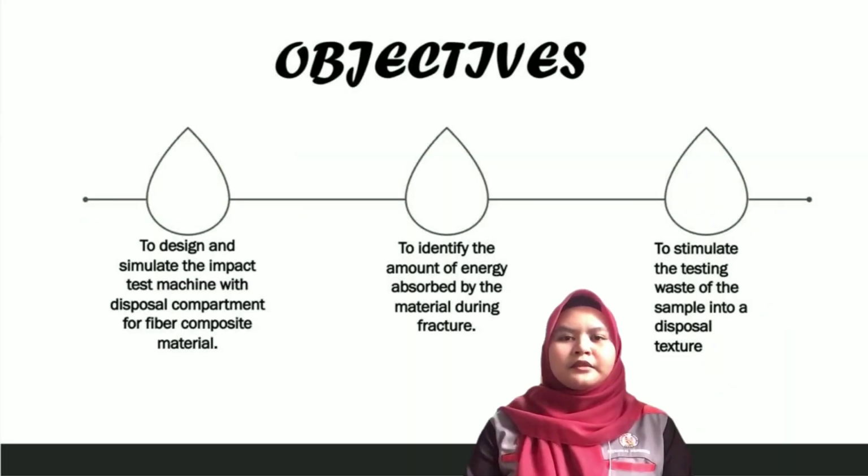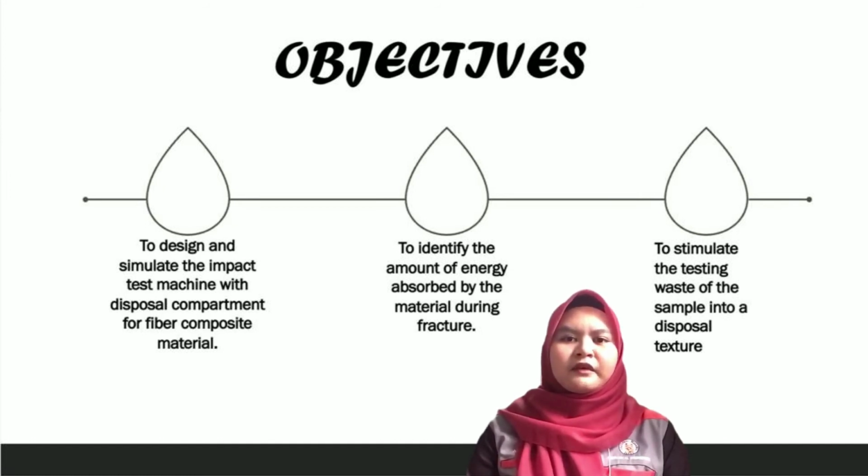On the other hand, this project consists of 3 objectives. The main objective is to design and develop a simulation of an impact test machine with a disposal compartment for fiber composite material. Secondly, to identify the amount of energy absorbed by the material during the fracture, and lastly, to simulate the testing waste of the sample into a disposal section.